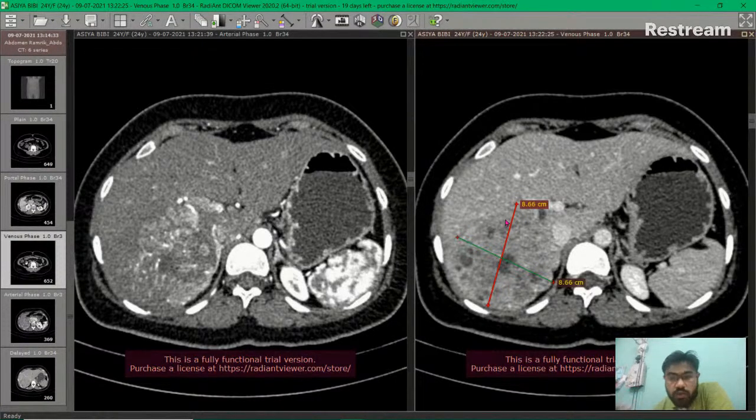So although non-cirrhotic liver hepatocellular carcinoma is not common, as you can see, it's also a rare case. This case actually just came to our department this morning, just before this lecture was recorded, and it's a coincidence, and that's why I just want to share it with you.